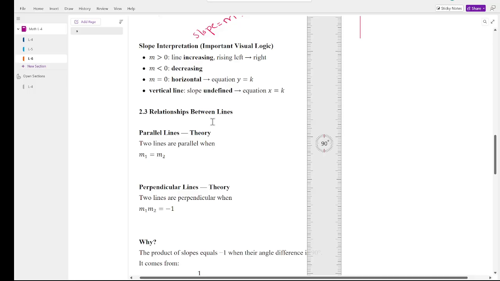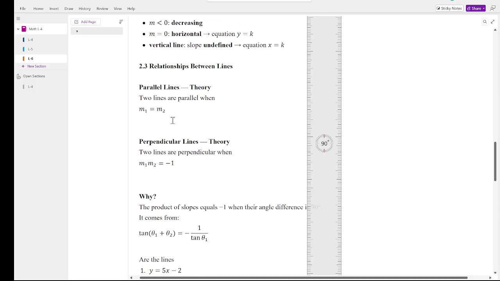So, the relation between lines. Now we are talking about parallel lines and perpendicular lines theory.